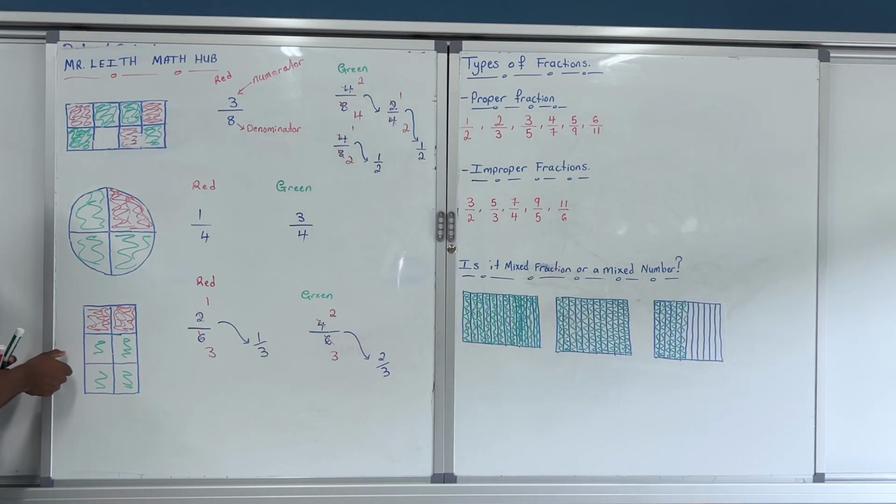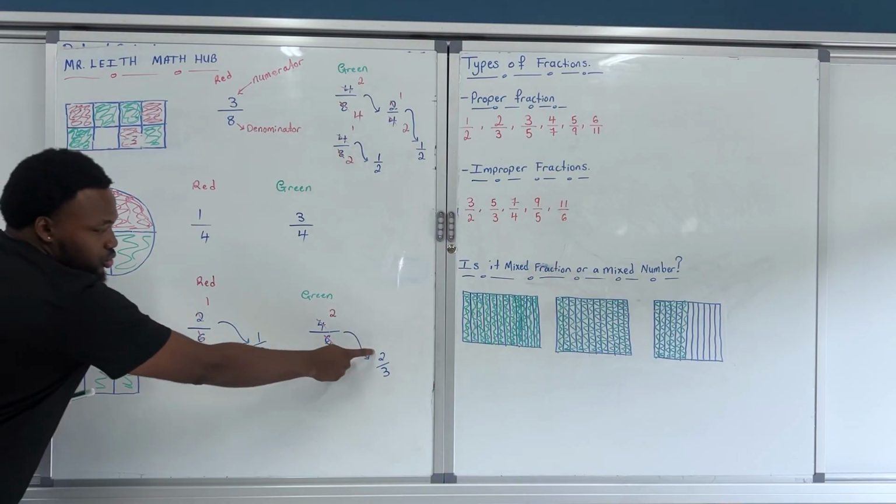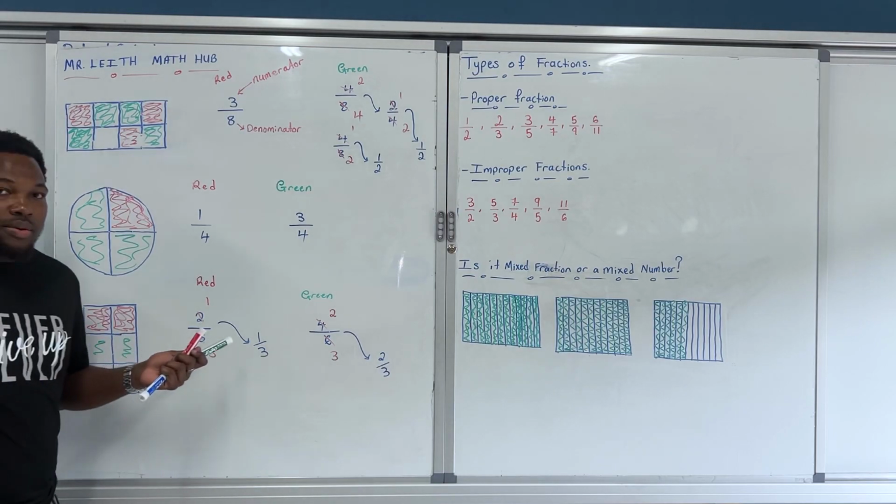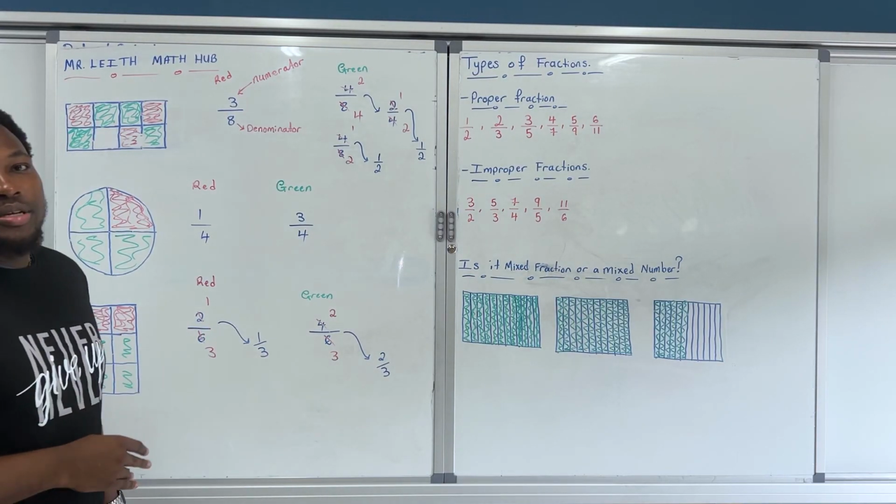Back to the same thing I said. 1 group of 2, 2 groups of 2, out of the 3 groups of 2. 2 groups highlighted out of the 3 groups. See, that makes sense? Yeah, that makes 100% sense.